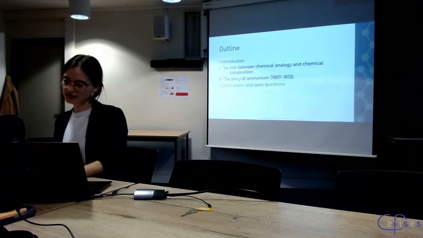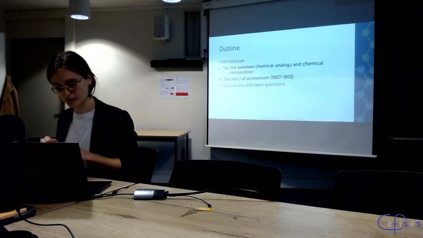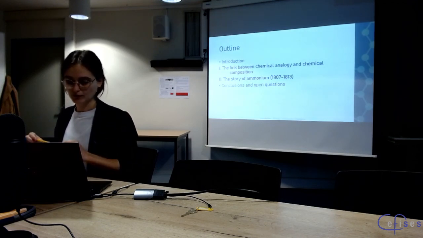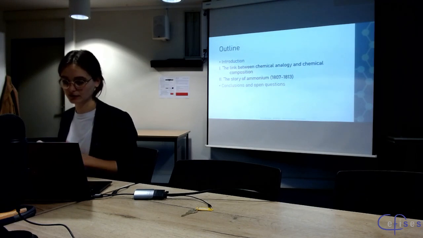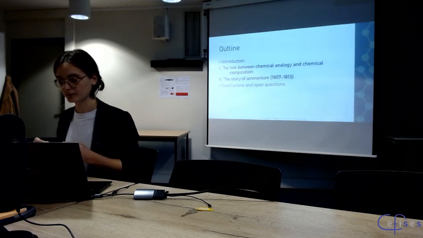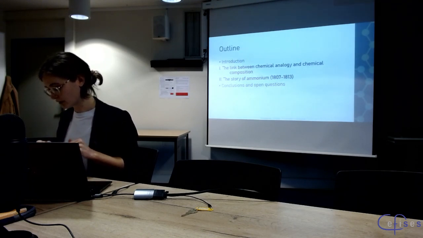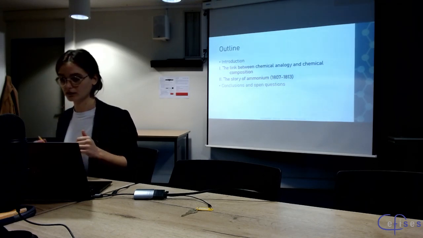So the outline, basically, I will have two main parts. The second part will be more detailed about the story of ammonium in the first two decades of the 19th century, but I'll mostly focus on the years 1807 to 1813, because that's when metallic ammonium was really pursued as a possible hypothesis. But before then, I will explain a little bit more about chemical analogy and its link to chemical composition in the 19th century.